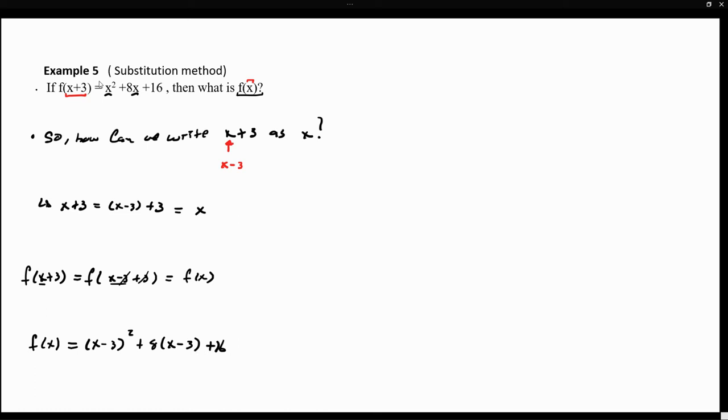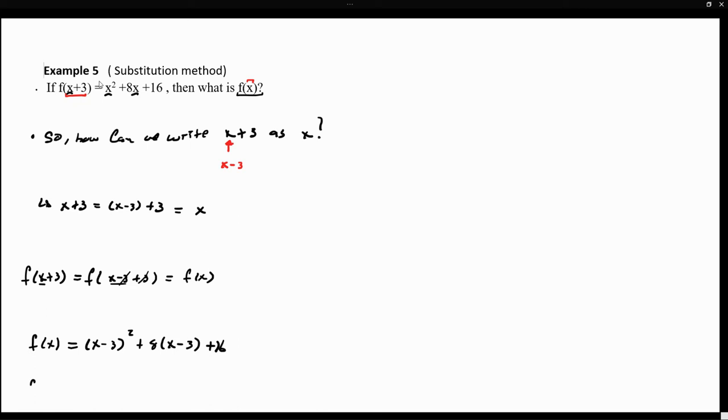And now notice that we have an expression for f of x. The way that we have defined it here, it is the expression x plus 3, but all we did was substitute this x with x minus 3. We substituted each x with x minus 3, and that's how we got f of x.